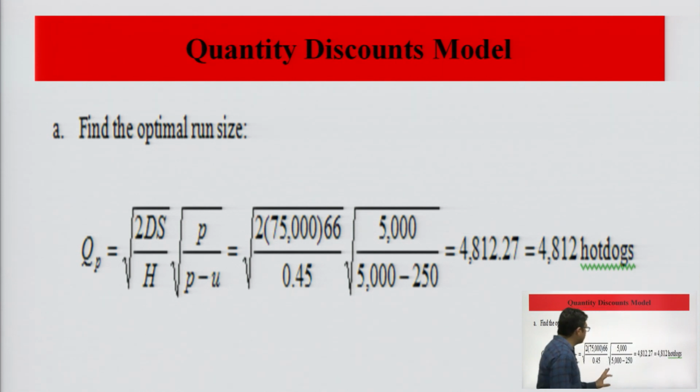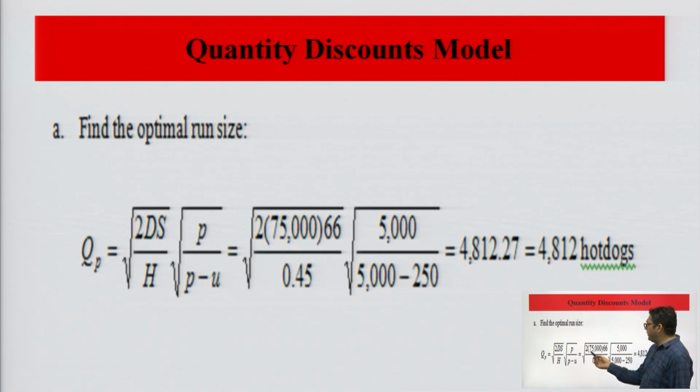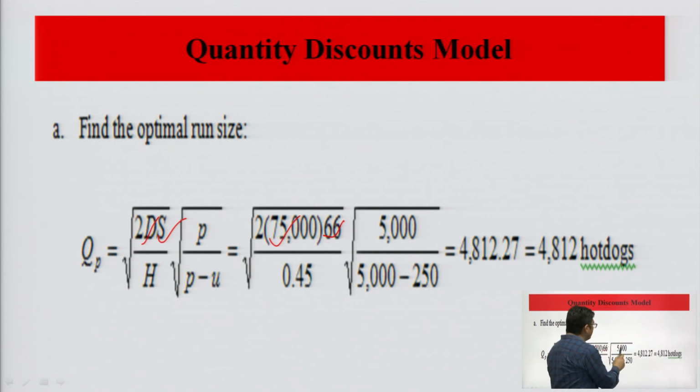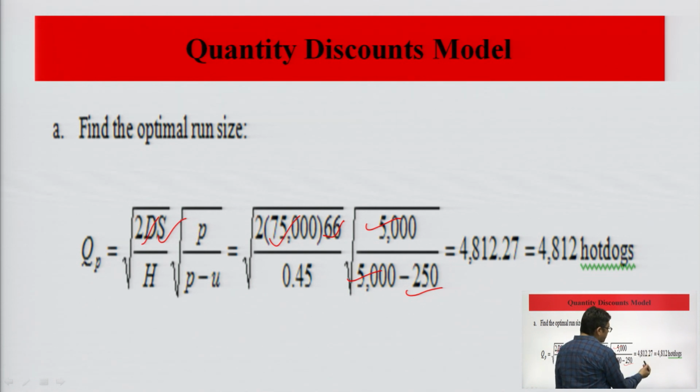We have taken the value from the earlier 2D. Here it is the 70,000 annual demand. Setup cost is 66, that we have seen. Holding cost is 0.45. P is the production rate, which is 5,000 units, and usage is 250. The usage rate is less than the production rate. So the ideal production quantity came to around 4,812.